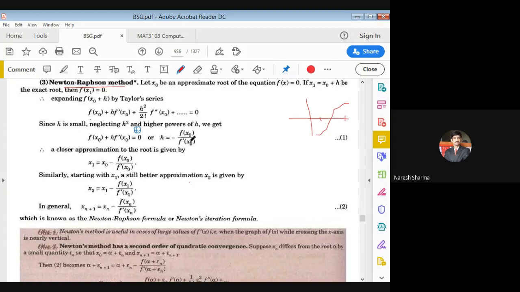So the next method to find the root of your transcendental equations, or polynomial equations, is the Newton-Raphson method. As you know, when we are interested in finding the root numerically, we check the value of the function at two different points where the function has values with opposite signs. Then we say the root lies between the points where the function has opposite signs. As in your bisection, we also do the same thing, and in the regula falsi method also.